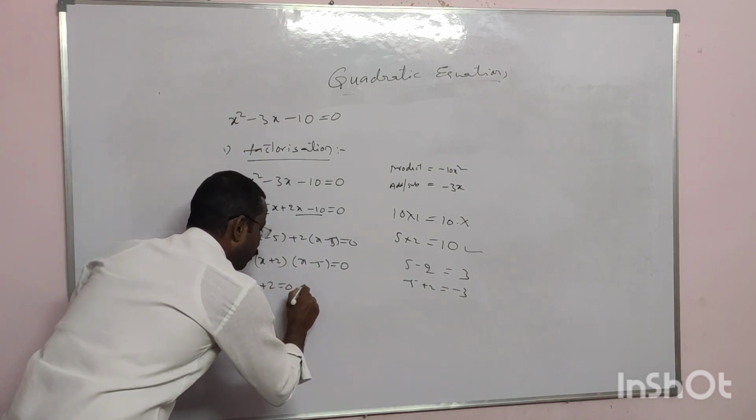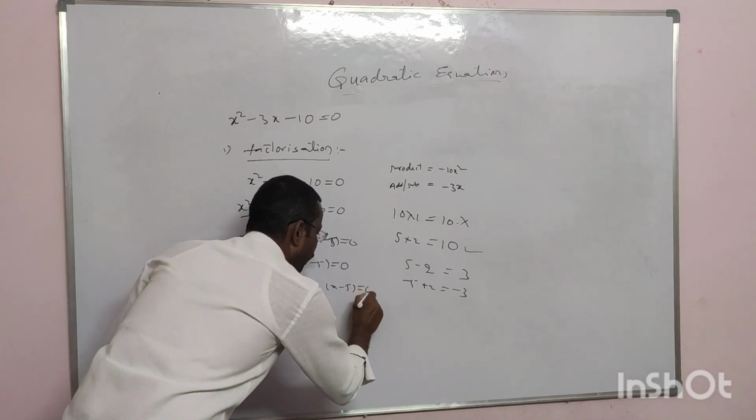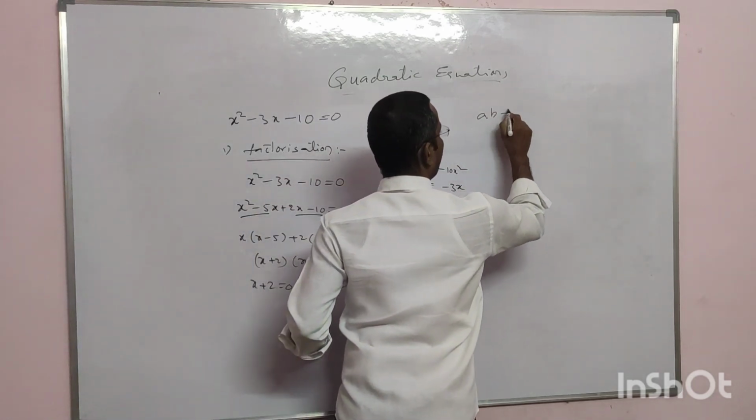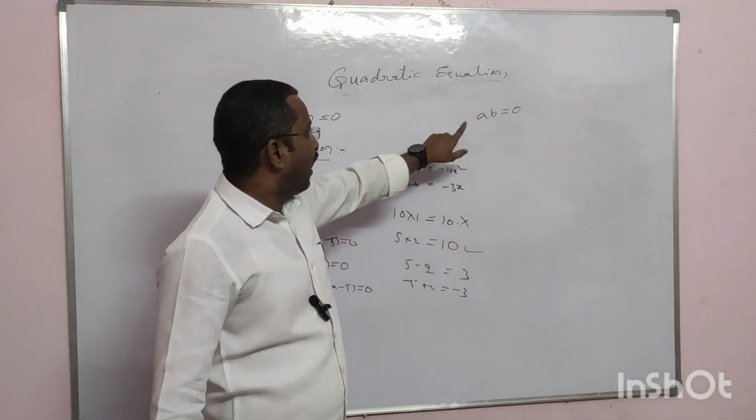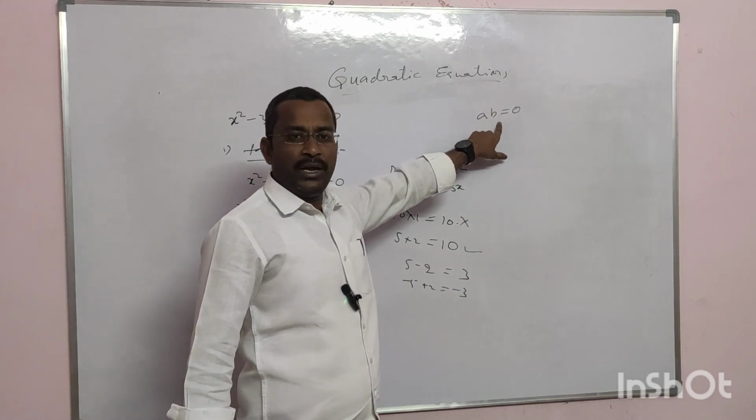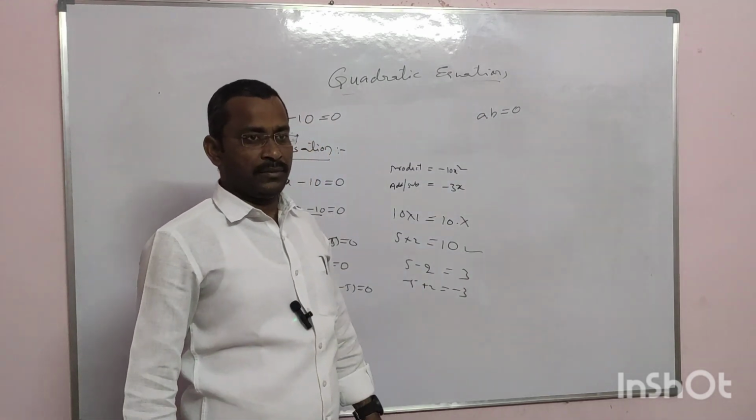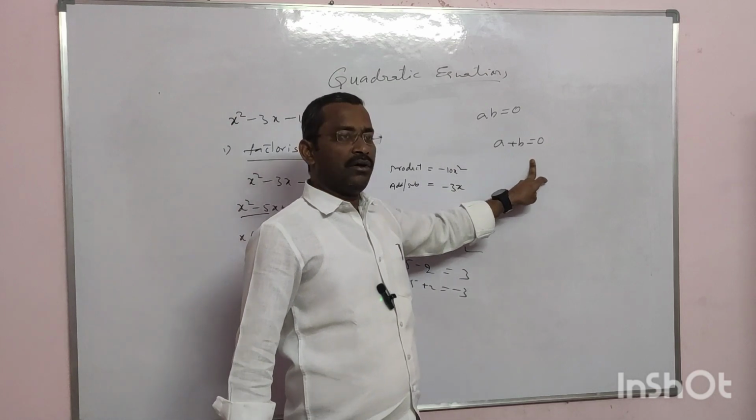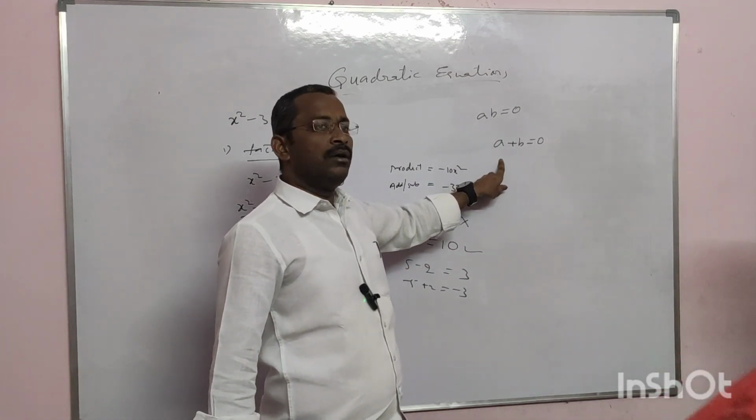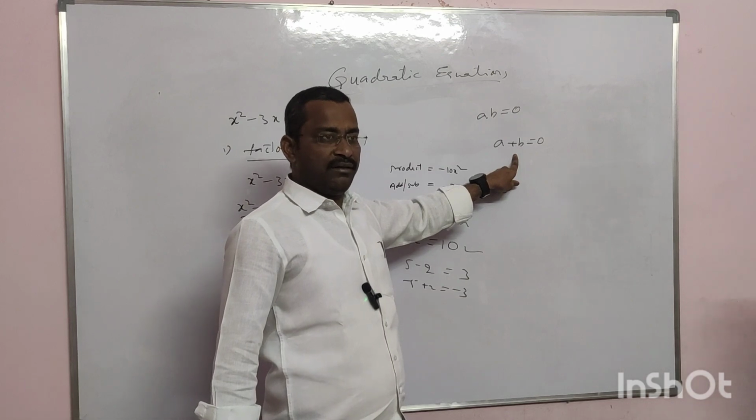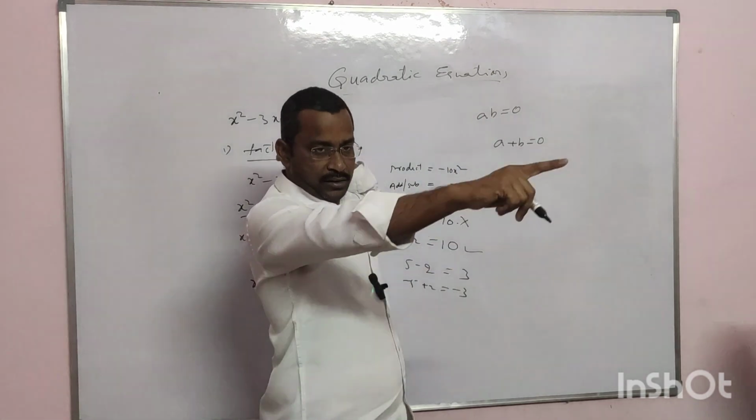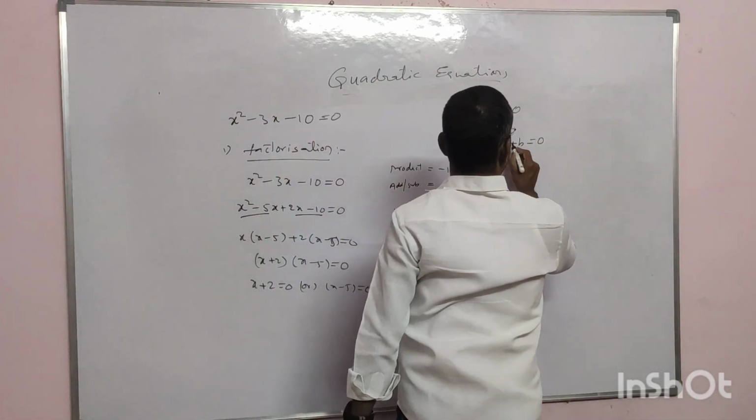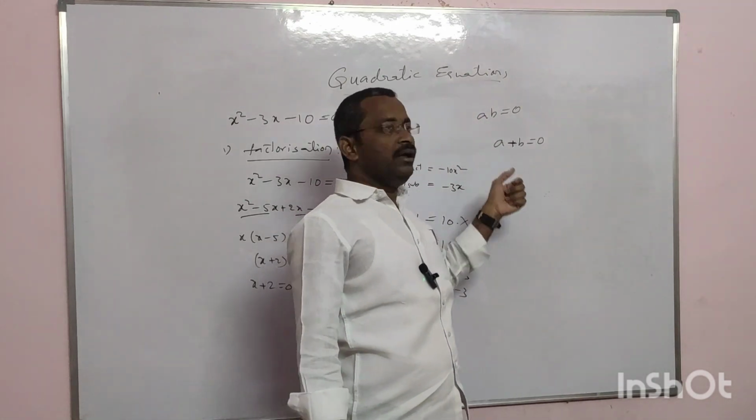Then x plus 2 is equal to 0 or x minus 5 is equal to 0. This is also important: it is 'or' because a into b is equal to 0 means either a equals 0 or b equals 0, then the total product will be 0. If I give you a plus b equal to 0, compulsorily a should be 0 and b should be 0. That is for the addition. Either a should be 0 or b should be 0 for the product.